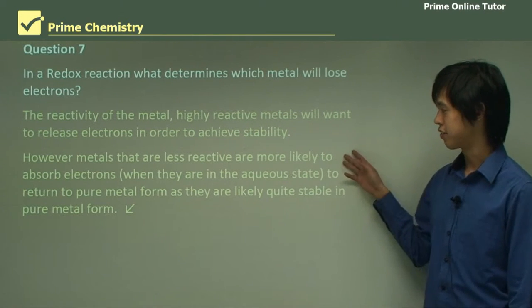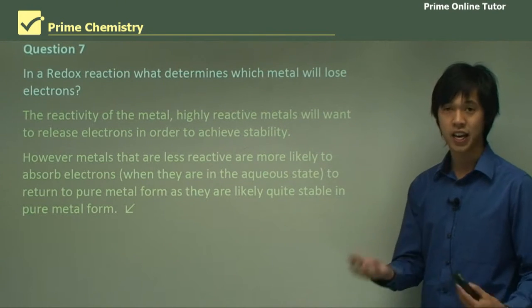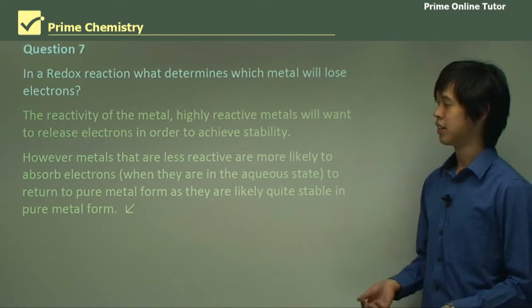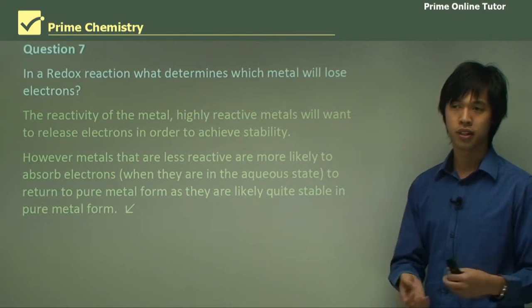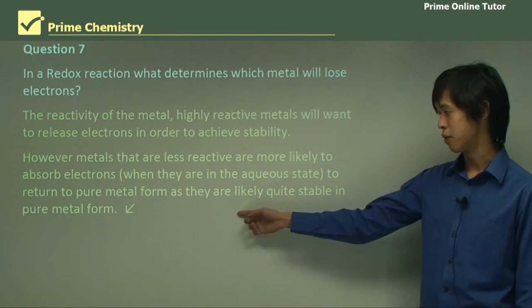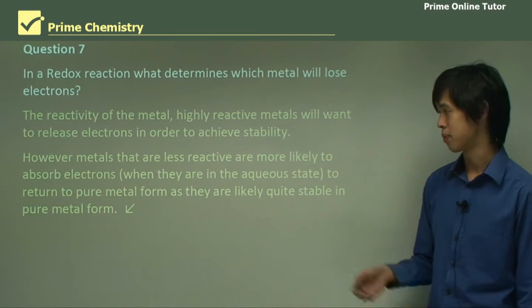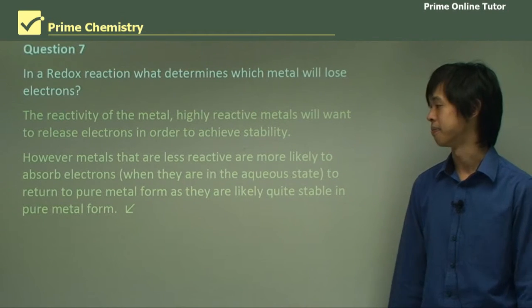However, metals that are less reactive are more likely to absorb electrons, of course when they're in their aqueous state. So when they are already ions, if they're less reactive than your solid metal, they'll want to absorb those electrons to become a metal again. So they'll return to their pure metal form, as they are likely quite stable in pure metal form. So because they're not very reactive, they should be quite stable in their pure metal form.